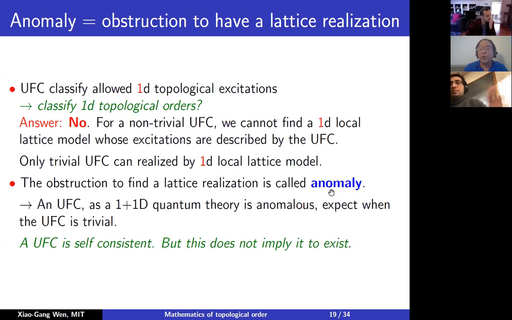So that's another way to define anomaly, rather than from the non-invariance under diffeomorphism. Using this language, we say that the unitary fusion category theory is a consistent theory, but it has an anomaly, meaning it has no lattice realization. So it is an anomalous theory. Only the trivial fusion category is anomaly free. All other non-trivial fusion categories are anomalous.